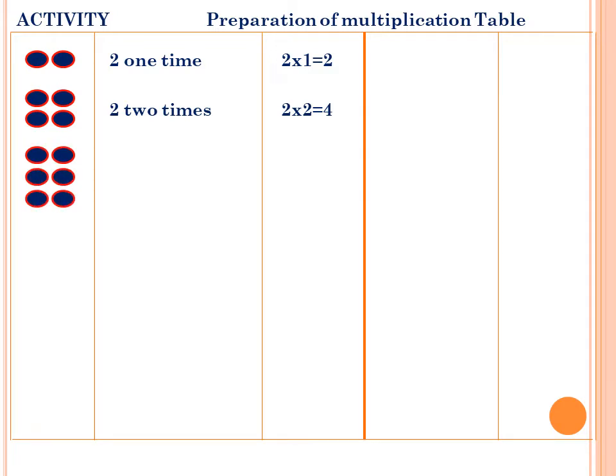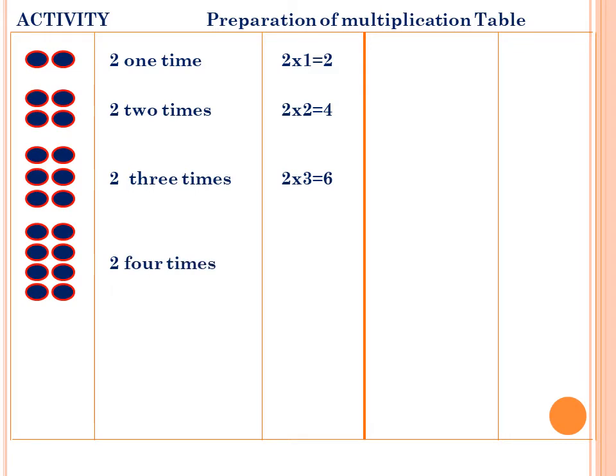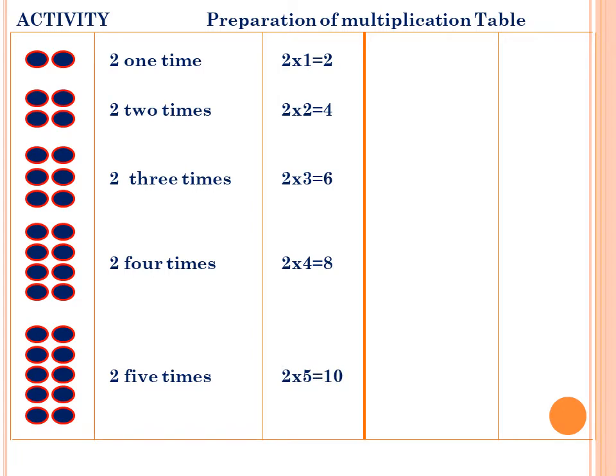Then the third one, same thing we can continue, 2 taken 3 times, so this is 6. Here you see the child is actually putting the beads or dots, counting them, that is why it is called the activity method, then writing, therefore 2 into 3 is 6. Similarly 2 taken 4 times, so this is 2 into 4, even you can tell the convention. Then 2 taken 5 times, so 2 into 5, this is 10. Like this the activity can be continued till 10 times.